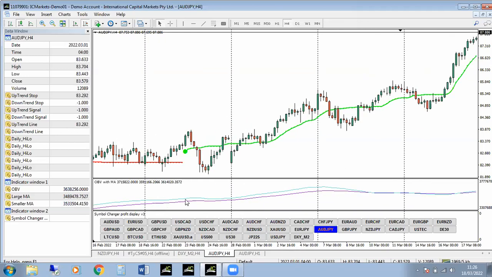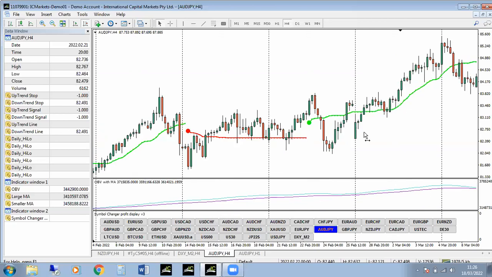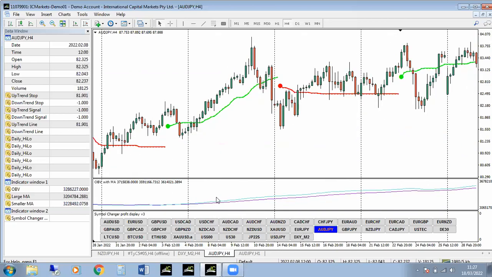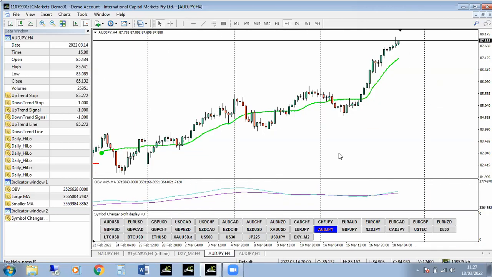Secondly, we'll look at our volume. If the green line is above the purple line, then we are looking to buy. So as you can see in this chart, the blue line was above the purple line for a very long time, since the 8th of February. And you can see that AUDJPY has just been buying virtually ever since.